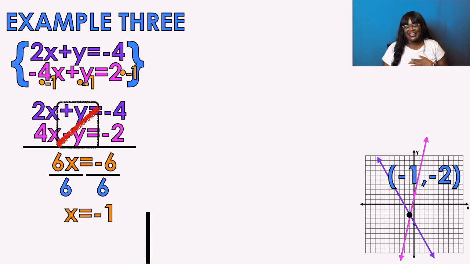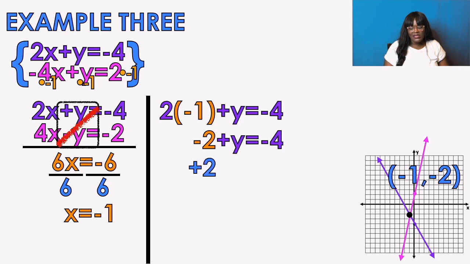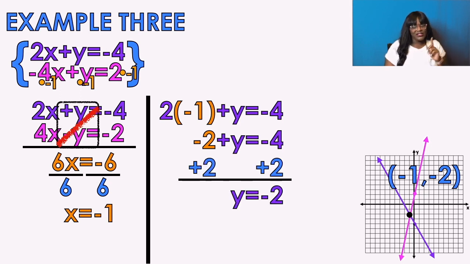Okay, and then we're going to plug it into the purple equation. So x equals -1. So instead of x, I'm going to plug in a -1. You can see that in the orange there. 2 times -1 is -2. I've got to get y by itself, so I'm going to add 2 to both sides. Y equals -2. Does that match our graph? Sure does. Look at me doing the dang thing. Okay, so then we're going to do example number 4.